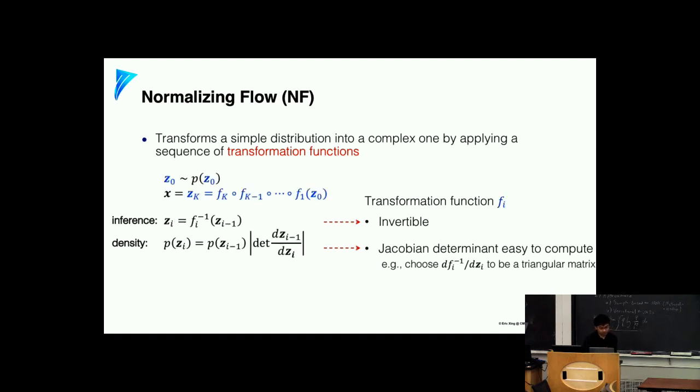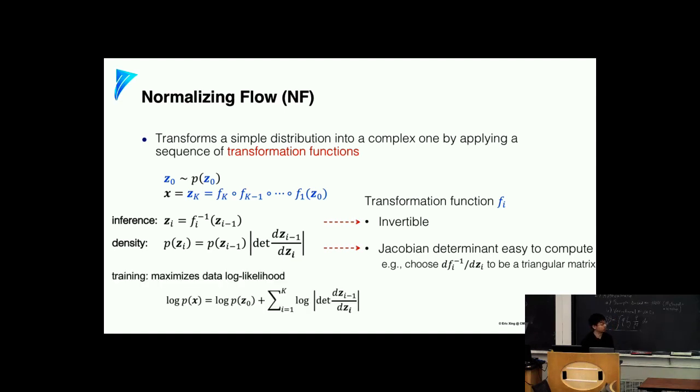And what if we want to get a very complex distribution? As we have seen, we can apply a sequence of transformation functions, starting with this z0, a very simple distribution. We apply a sequence of functions, f1 to fk, and we get the final output variable, which can basically follow whatever distribution you want. For each of these transformation functions, we make the same assumption, which is invertible and easy to compute Jacobian determinant.